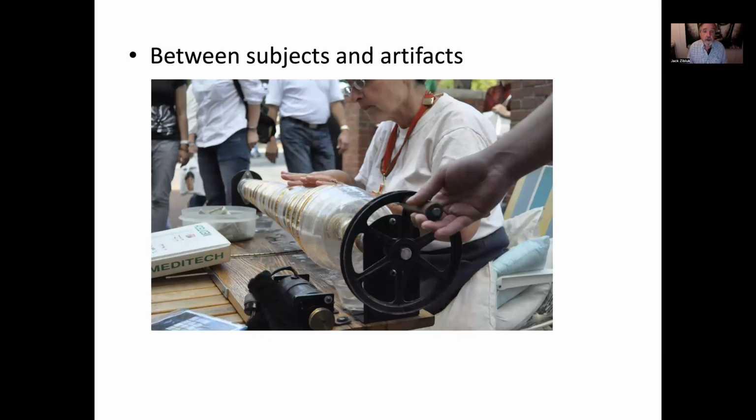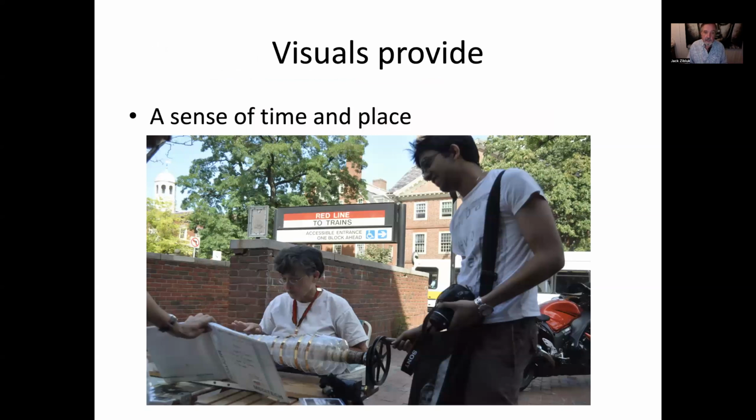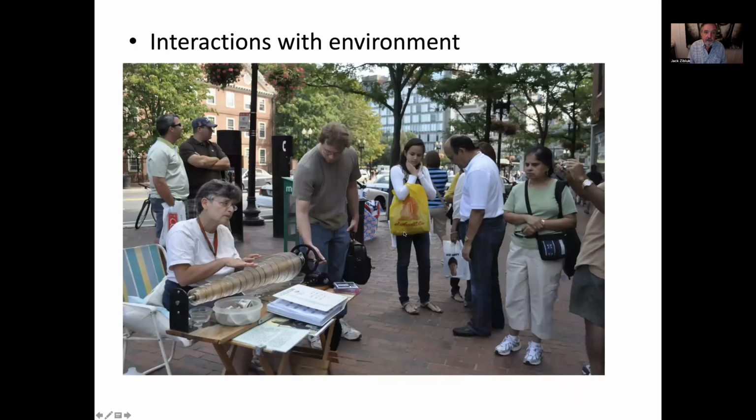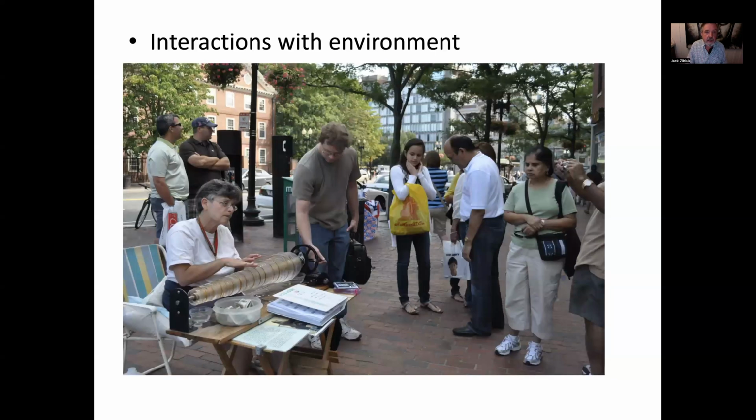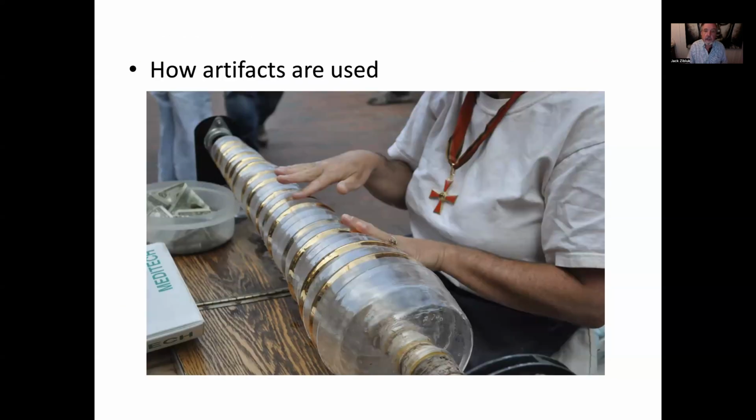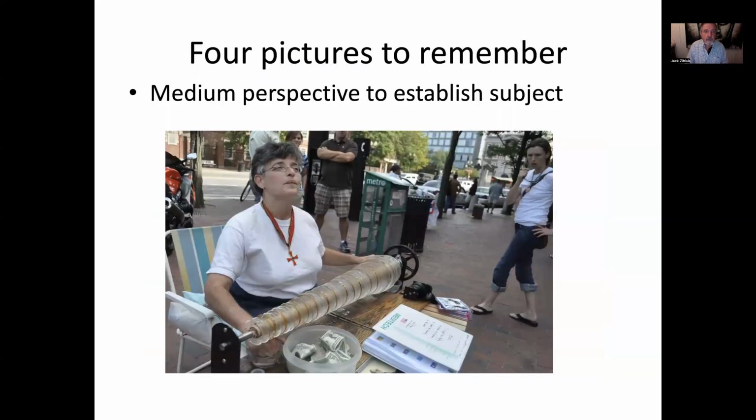Between subjects and artifacts, they're using a glass harmonica. You'll see more in a minute. Time and place, it's at the Red Line at Harvard. Here's the environment, and this woman's going, ah, that sounds awful. That makes a picture. Okay, how it's used. We'll get to that in a second. Interactions with environment. Again, how it's used.